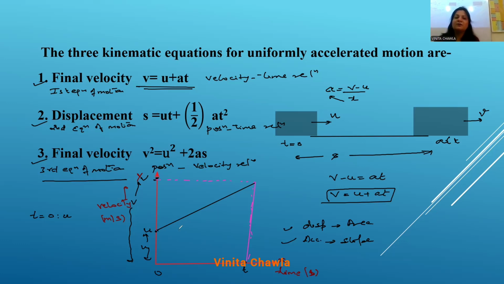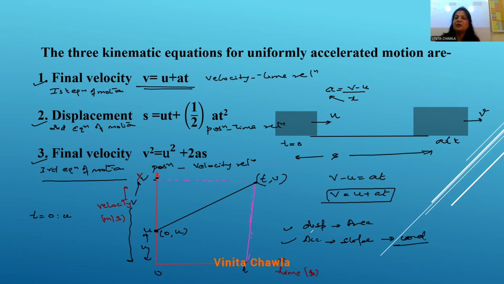Okay, so for acceleration, we need coordinates because we do (v2 minus v1) upon (t2 minus t1), right? So what are the coordinates of this point? This is (0, u), and the coordinates of this point are (t, v). So now we have the coordinates. We can easily use the formula (v2 minus v1) upon (t2 minus t1) for acceleration.